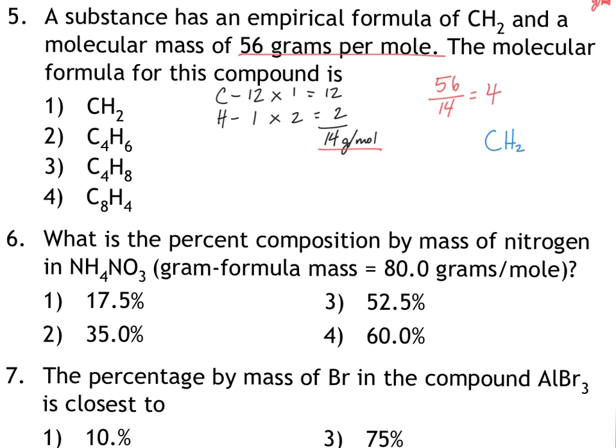So I'm going to multiply all of these subscripts here times 4. So the invisible 1 gets multiplied by a 4 and we get C4, and the 2 gets multiplied by a 4 and we get H8. So the best answer for this one is going to be C4H8.